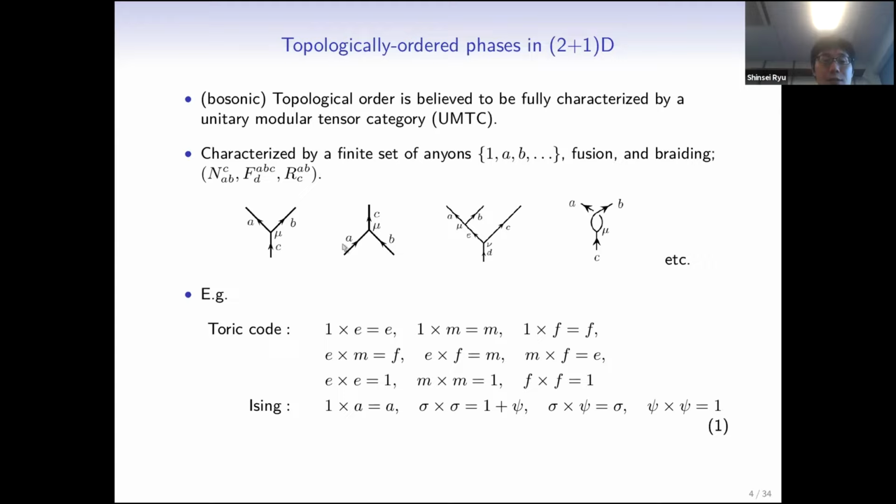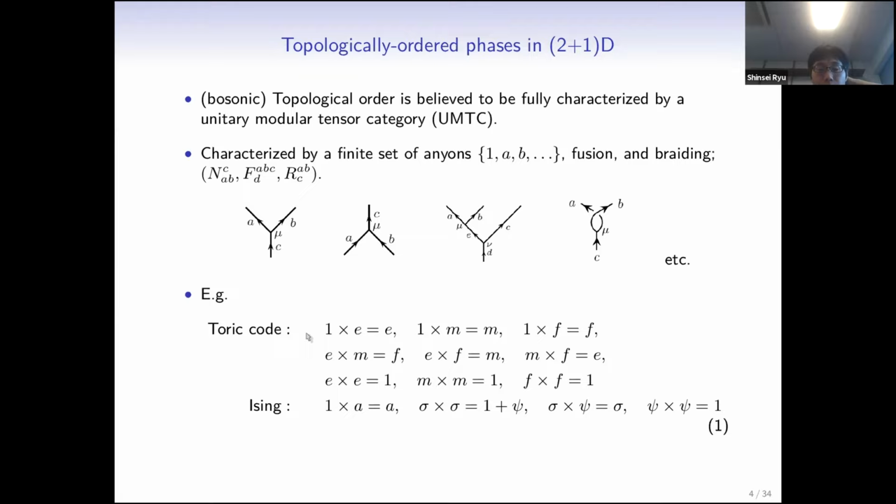Okay, so the first set of data is a fusion. Anyons, if you combine anyons, they can form a different anyon. Or if you have one anyon, you can also split an anyon into different anyons. So that is the fusion rule obeyed by these anyonic excitations, and this is described by this diagram or this diagram, and this coefficient N^c_ab describes this fusion. So if a and b anyons can fuse into a different anyon c, you have a non-zero fusion coefficient.